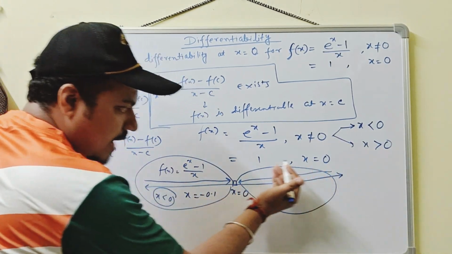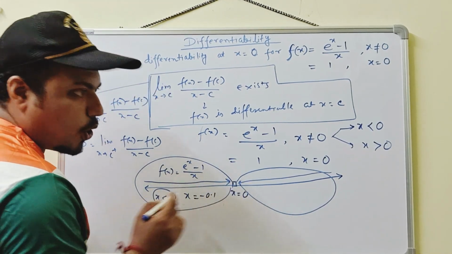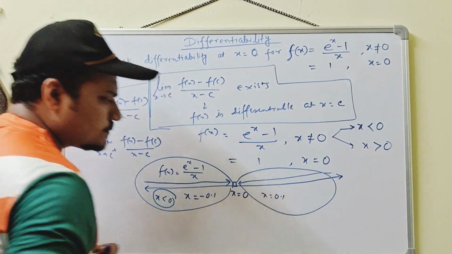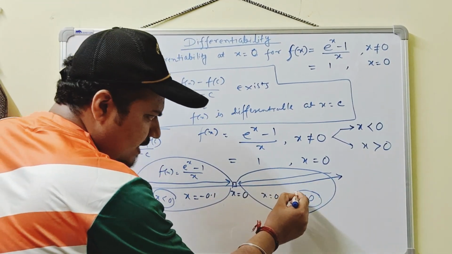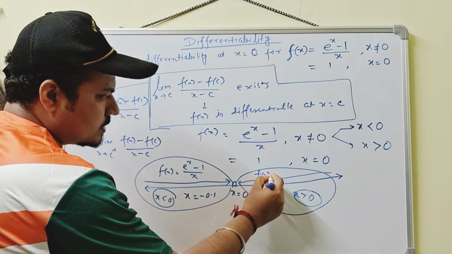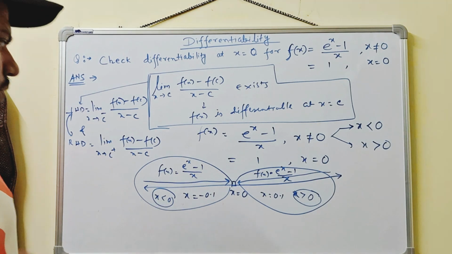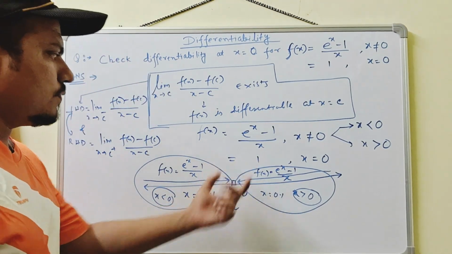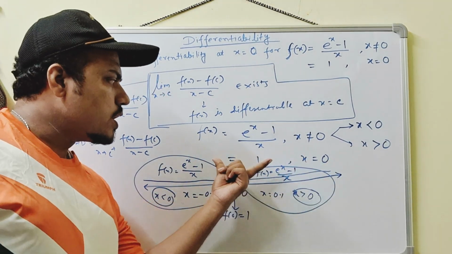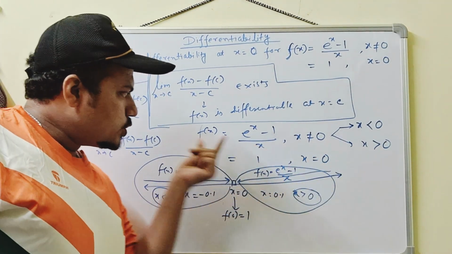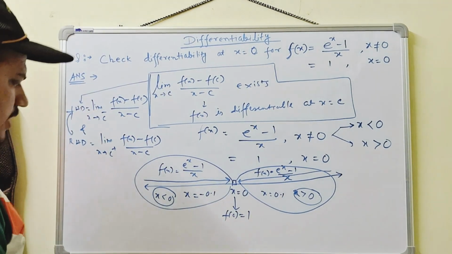When x tends to 0 from the right side, you can take one close point from the right side, like x equal to 0.1. Obviously that point is greater than 0. If x is greater than 0, the value of the function is again the same, (e to the power x minus 1) by x. And at x equal to 0, the value of the function f of 0 is equal to 1, because according to your function, when x equals 0, the function value is 1.